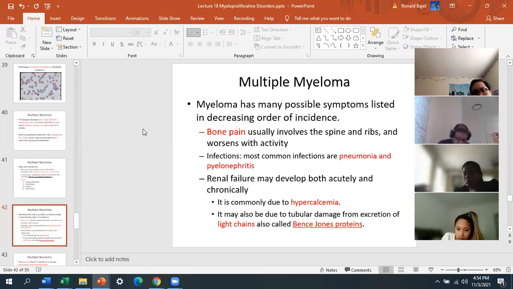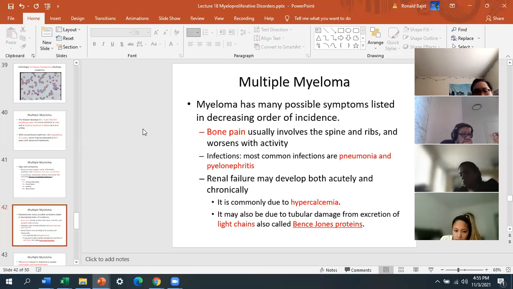Infections are common. The most common ones are pneumonia and pyelonephritis, which is a kidney infection. Renal failure may develop both acutely and chronically, and it's due to your kidneys failing because of the amount of calcium that your body is shooting through your kidneys. It may also be due to tubular damage from the excretion of light chains called Bence-Jones proteins.